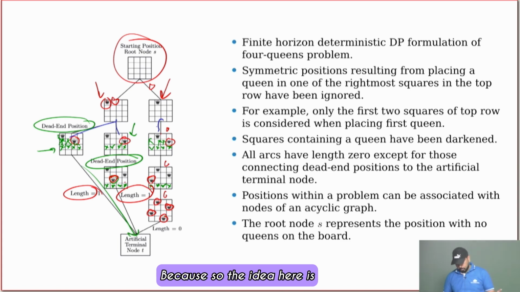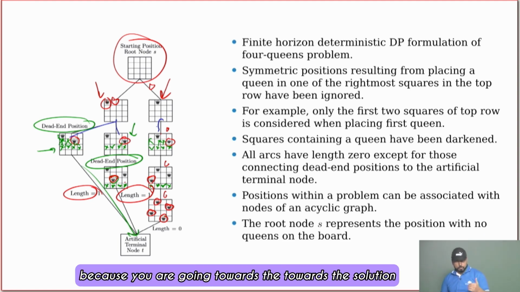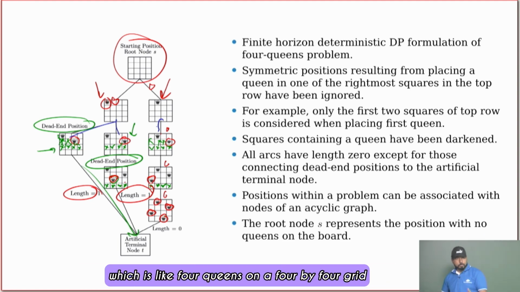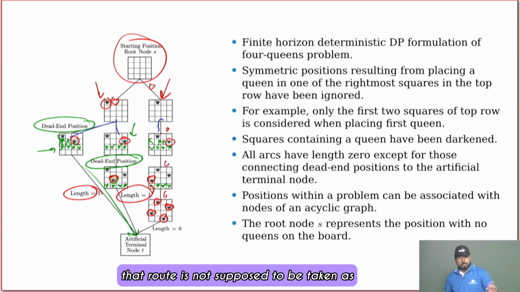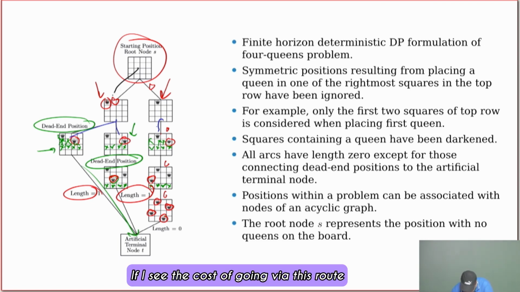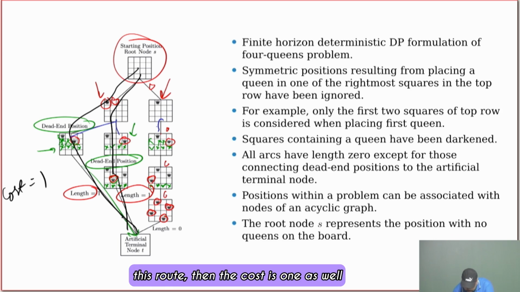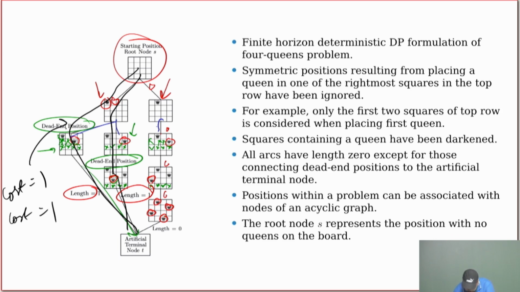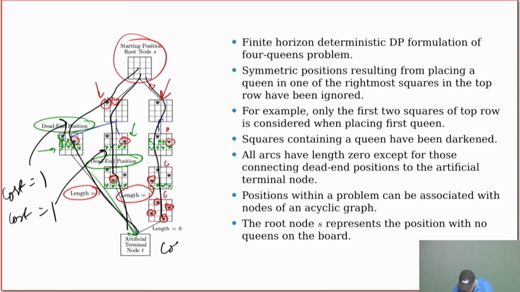Now the question is, why should I think in that way? The idea here is that as long as you can move forward, there is 0 cost because you are going towards the solution, which is like 4 queens on a 4x4 grid. But in case you hit a dead end, then you give a high cost of 1. This means that route is not supposed to be taken. So the policy should update such that, overall, the cost of going via this dead end route is 1, and if I see this route, then the cost is 1 as well. Whereas if we go via this route, then the cost remains 0.